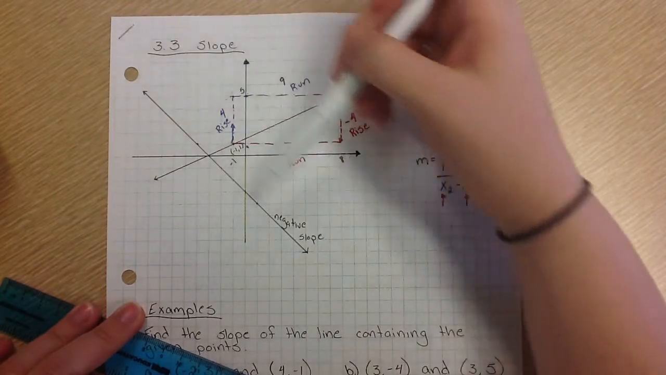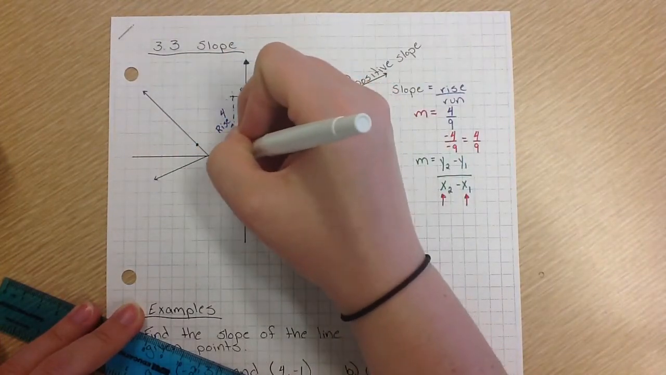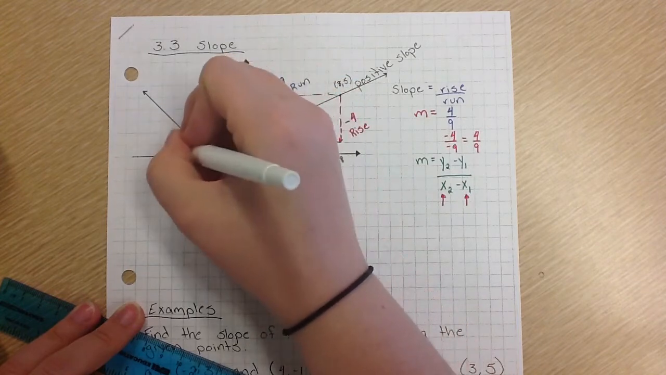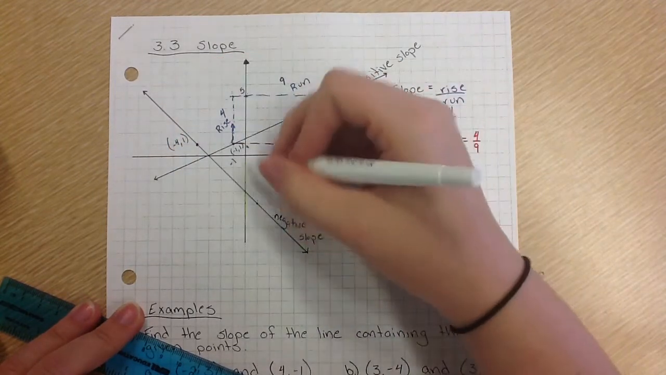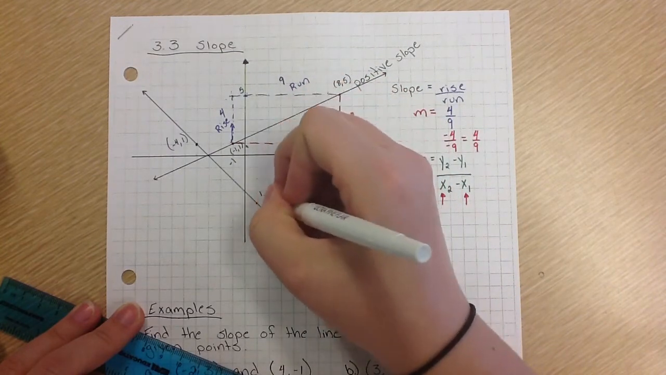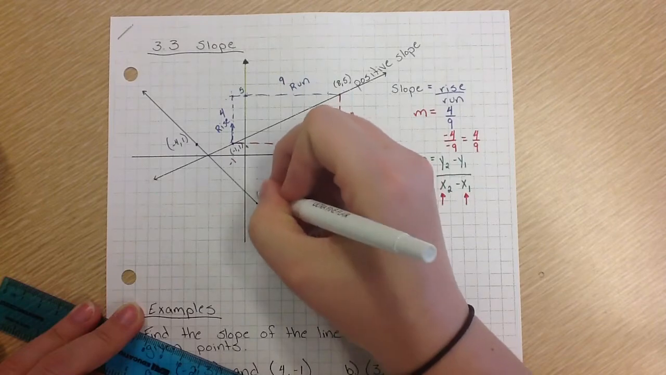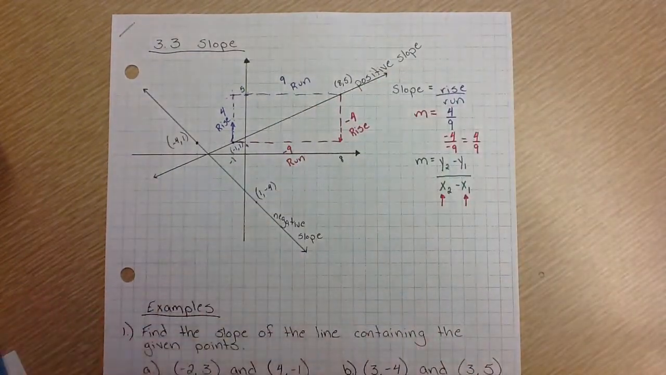Because it goes down from left to right. We can actually calculate the slope between these 2 points. This is the point negative 4, 1. This is the point 1, negative 4. So to find the slope, I could use this, or I could use my rise over run.